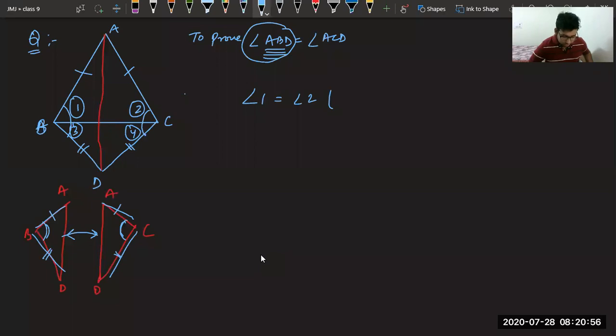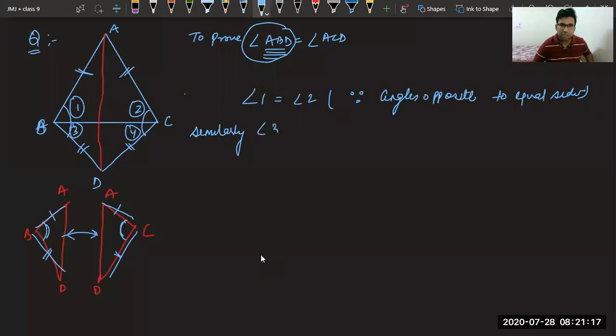No, Moksha. They are angles opposite to equal sides. Sides AB and AC are equal. So because angles opposite to equal sides are equal. Similarly, we can say angle 3 equal to angle 4 because BD equal to DC. So these also are equal.